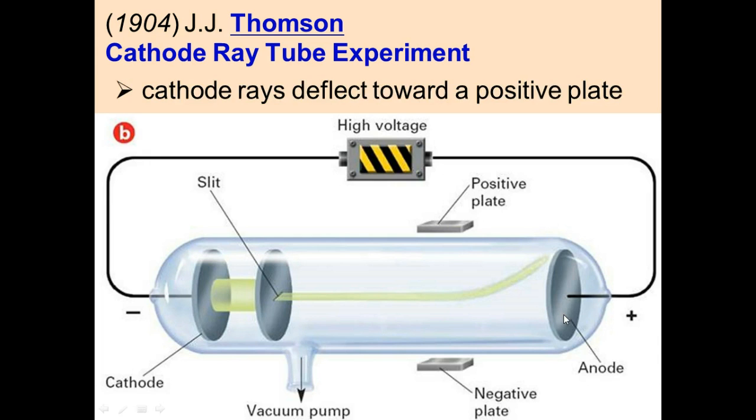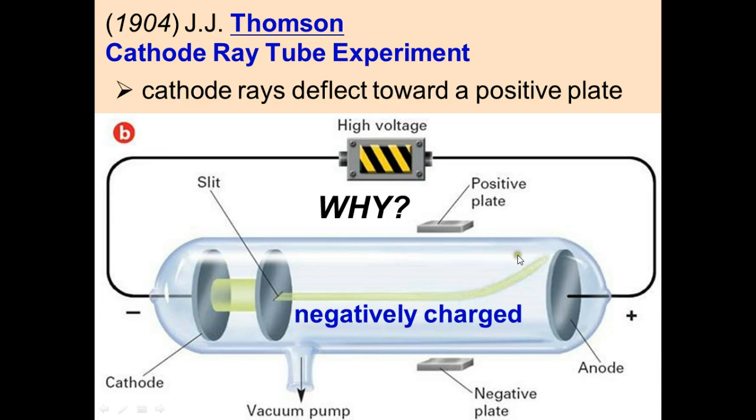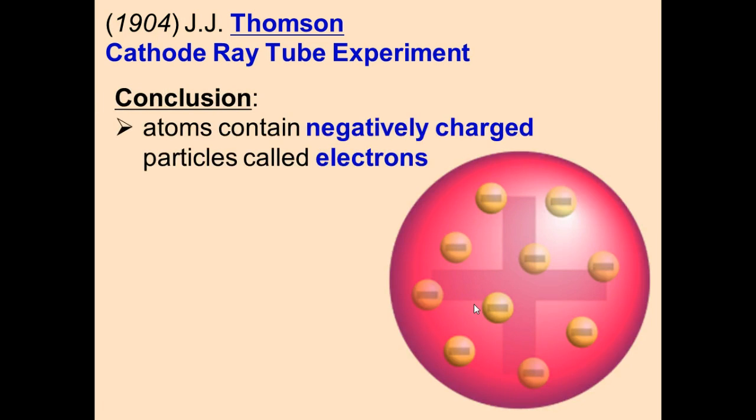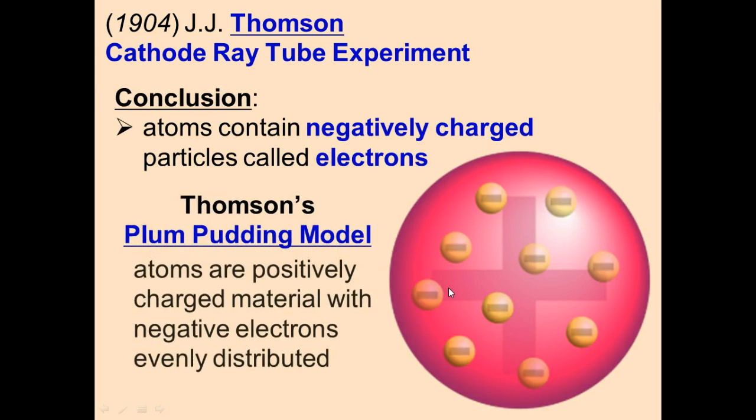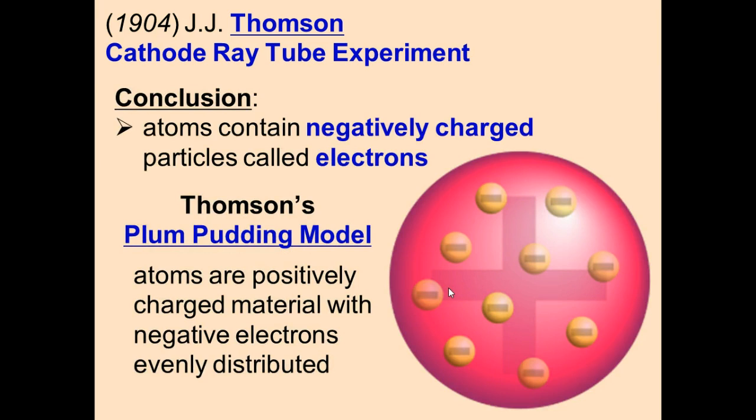And so he discovered that there are negatively charged particles, because as we know, negative particles like to attract to the positive plate, like how magnets work. And so he reached the conclusion that atoms have negatively charged particles called electrons, and he developed the plum pudding model. And he said that atoms have a positively charged material, and then there are these electrons just floating around like plums in a pudding, and so they're just spaced out equally.